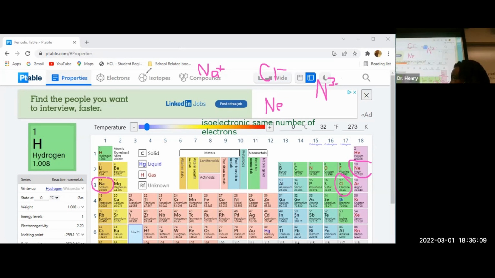So main group meaning group 1, 2, group 13 to 18. That's your main group. So everybody wants to be like the Johnsons. Everybody wants to be like the noble gases because they're wealthy. Okay. So ionic bonds is just that giving and the taking of electrons so that you can be like the noble gases.